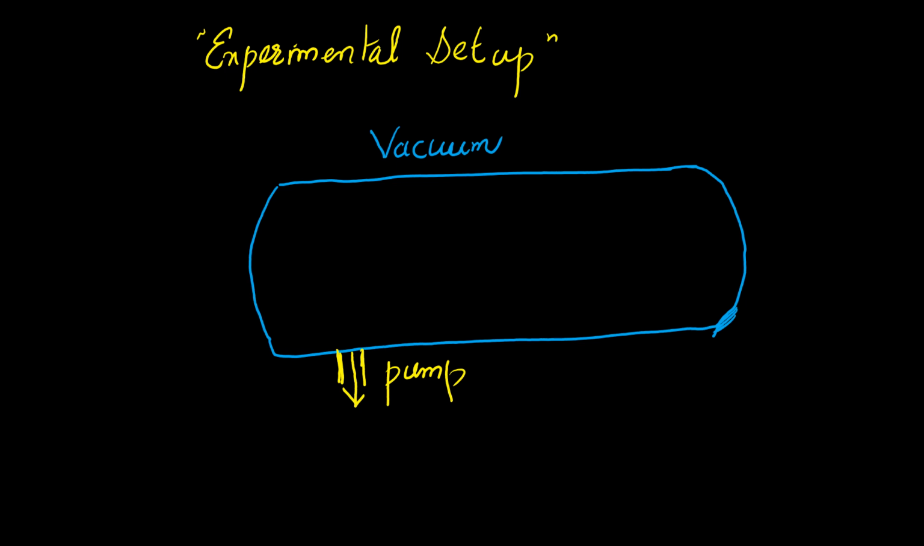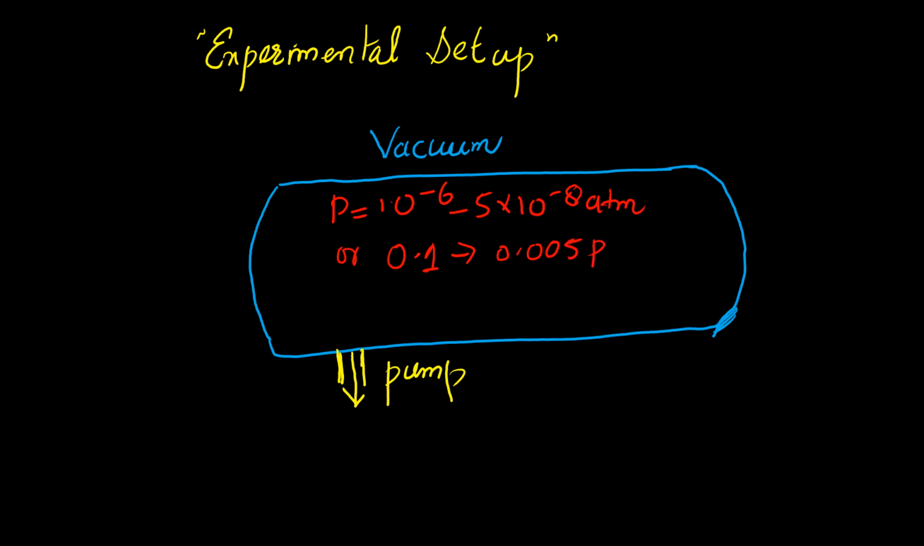The pressure inside the glow discharge tube was maintained around 10 raised to power minus 6 to 5 into 10 raised to power minus 8 atm, or in the range of 0.1 to 0.005 Pascal. So now let me clean this.